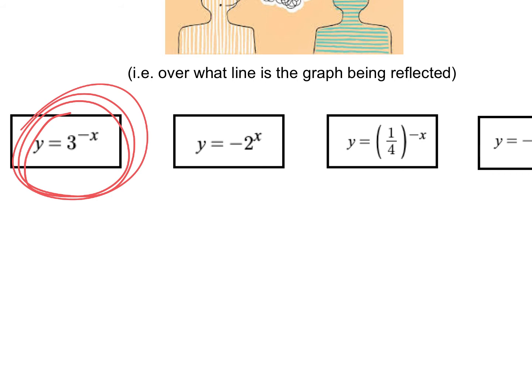I'd like you to write down horizontal or vertical underneath each graph. Sorry. Write down horizontal or vertical underneath each one. You can put an H or a V. That'd be fine.